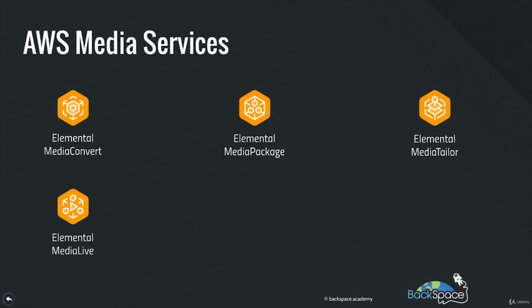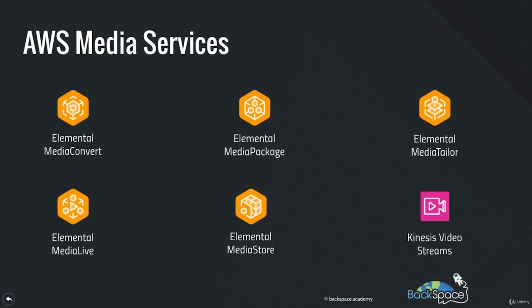AWS Elemental MediaLive is a broadcast-grade live video processing service for creating video streams for delivery to televisions and internet-connected devices. Elemental MediaStore is a storage service in the AWS cloud that is optimized for media. And finally, Amazon Kinesis Video streams video from connected devices through to the AWS cloud for analytics, machine learning, and other processing applications.